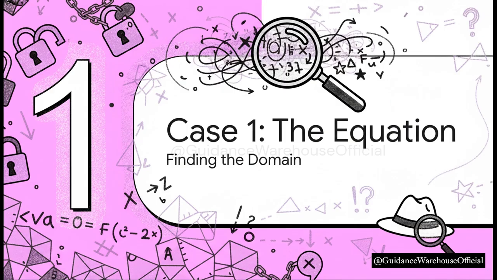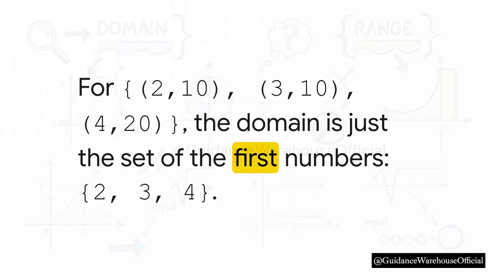Okay, let's start our first real investigation. We're going to find the domain by looking for clues inside a function's formula. This is where we put on our reading glasses and analyze the equation itself to see what it's hiding. We're going to start with the easiest case imaginable. Seriously, when you see a function written out as just a list of ordered pairs like this, finding the domain is a piece of cake. It's literally just the set of all the first numbers in each pair, the x values. So for this one, the domain is 2, 3, 4, 5, and 6.